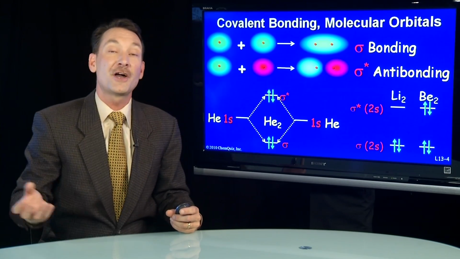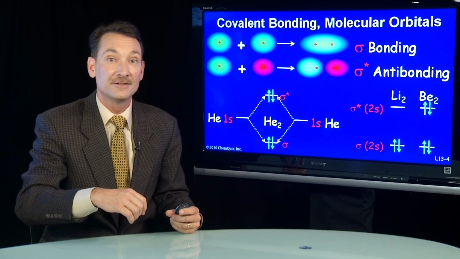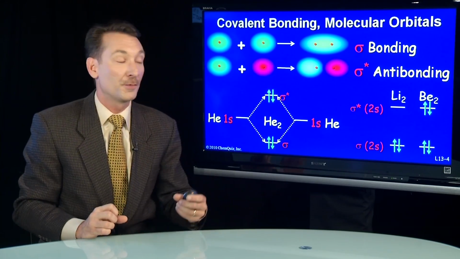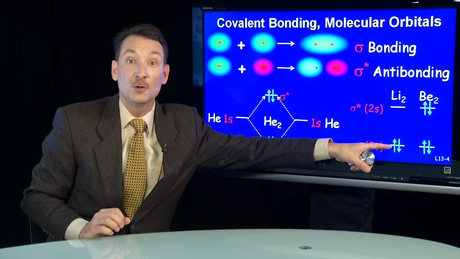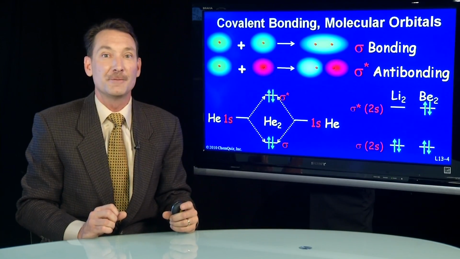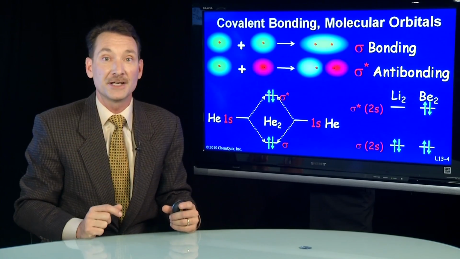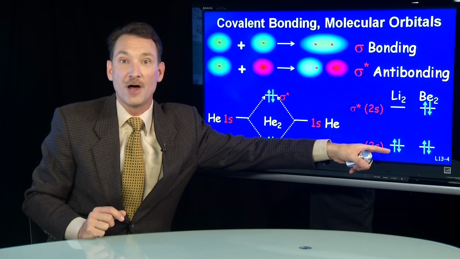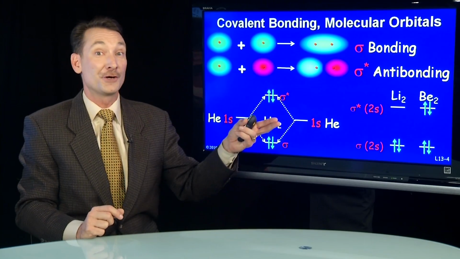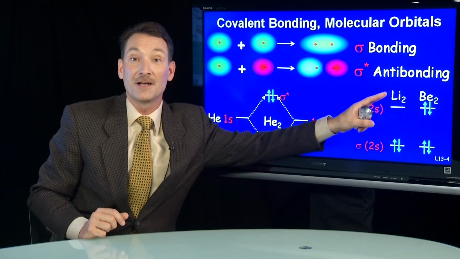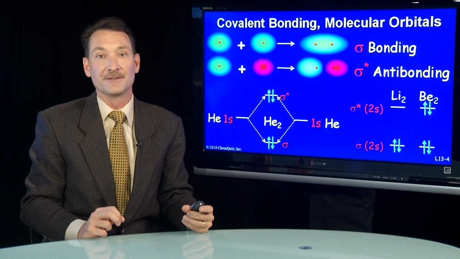Those molecular orbitals are filled with the electrons from lithium. Lithium has 1 electron in its 2s orbital, so 2 lithiums, 2 electrons. They fill up the bonding orbital for the lithium molecule. Li2 we would predict to be a stable molecule. It has a bond order of 1. Now the bond order we'll define as the sum of the bonding electrons minus the antibonding electrons.